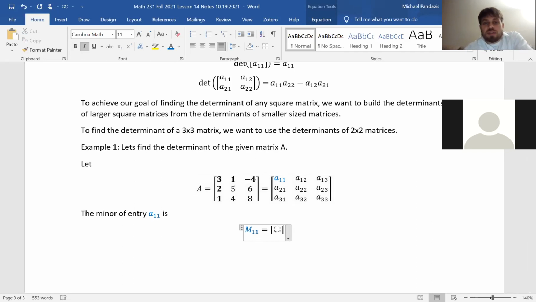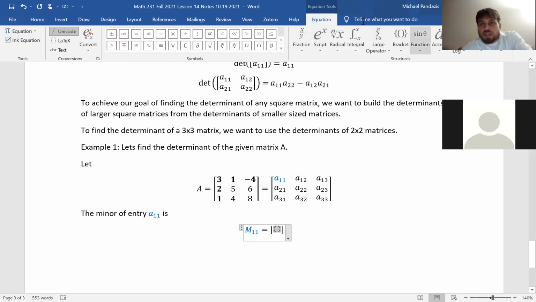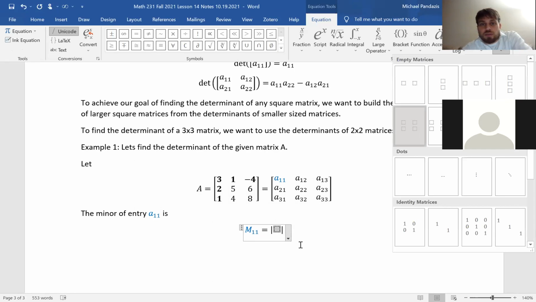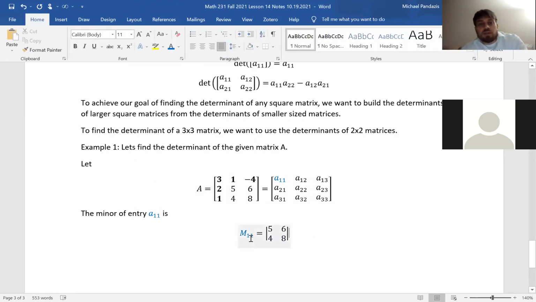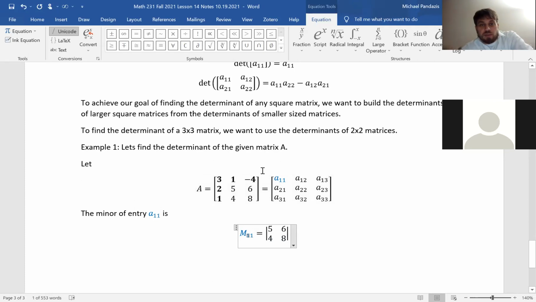But I'm going to take the determinant of the resulting submatrix by getting rid of those rows and columns. So what am I left with? I'm left with 5, 6, 4, 8. I got rid of the first row because the first index is a 1, and I got rid of the first column because the second index is a 1. That leaves me with 5, 6, 4, 8. And so the minor of entry A11 is the determinant of the submatrix after removing that row and column. And this is the determinant of a 2x2 matrix.